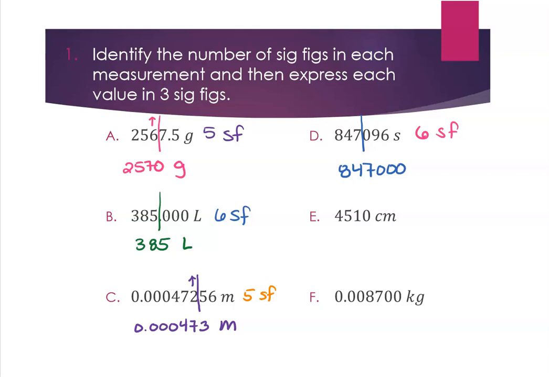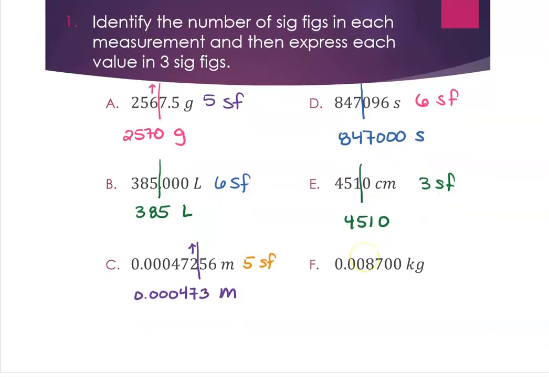847,000. There it is. All right. Look at the next one. This 0 is at the end, but there's no decimal, so it is not significant. So I only have 1, 2, 3 significant figures here. All right. And then if I'm putting it in 3 significant figures, I've already got 3 sig figs, so I don't have to do anything to this value.